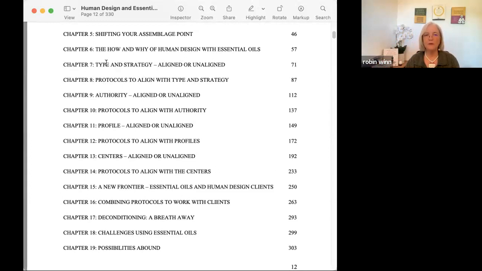We'll do the type meditation with that shift. Then we go to authority, aligned or unaligned, and the protocols to align with your authority. We look at the profiles, aligned or unaligned, and the protocols to align with your profiles, and the centers, aligned or unaligned, and the protocols to align with your centers. And then we get into some fancier stuff about working with clients, deconditioning, and challenges using the essential oils.